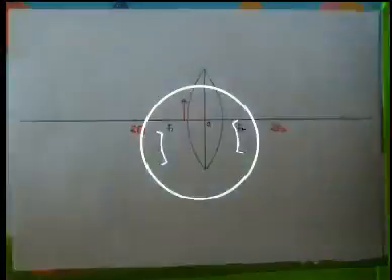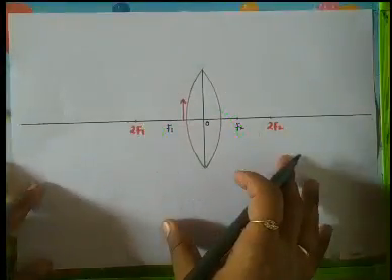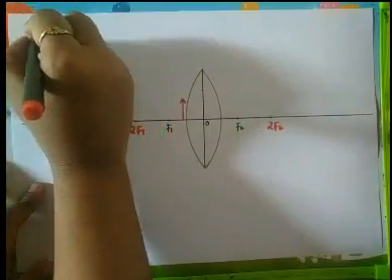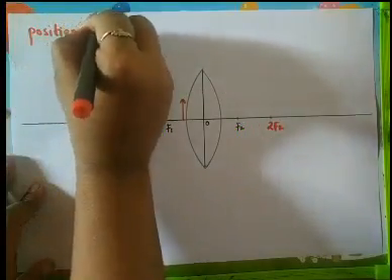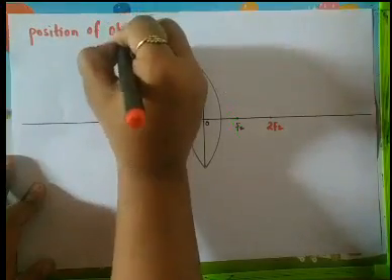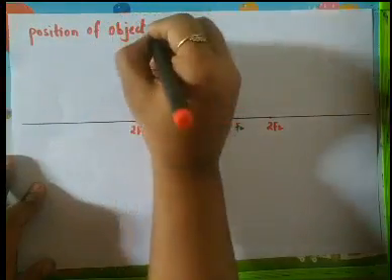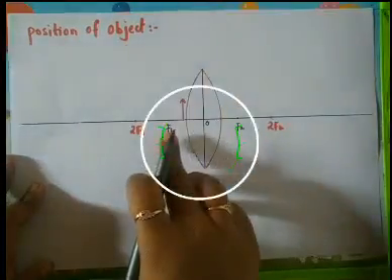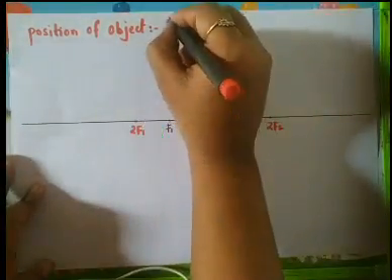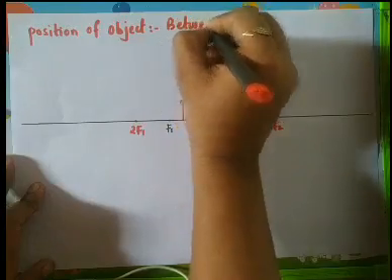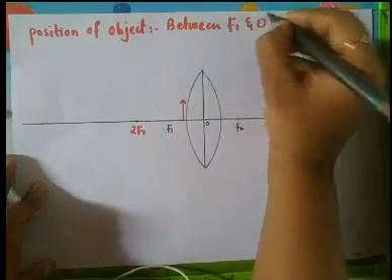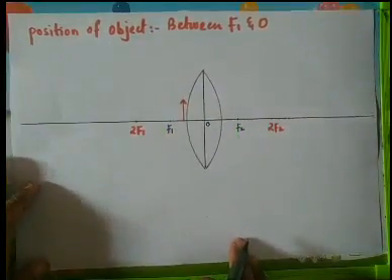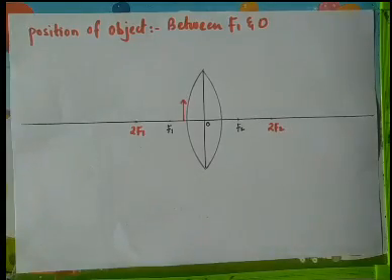Okay. So position of object: between F1 and O. So I'll write here between F1 and optical center. Now let's draw the ray diagram.